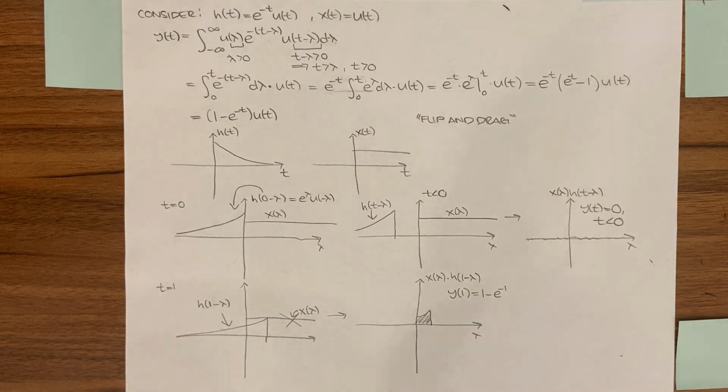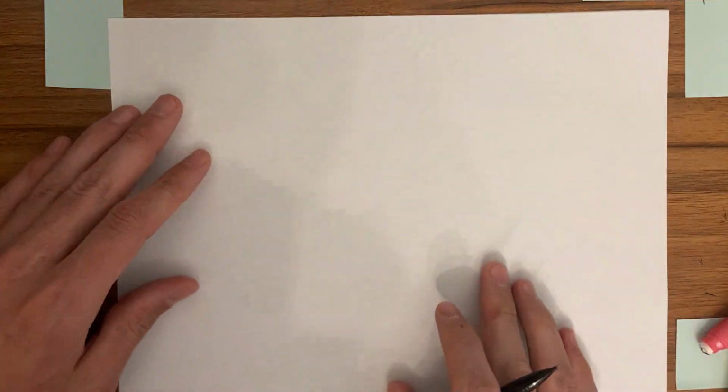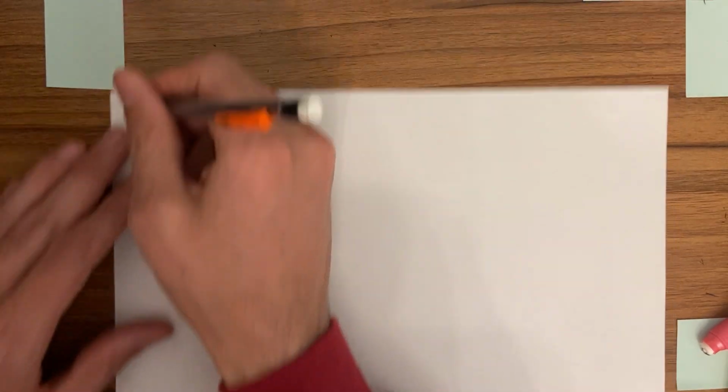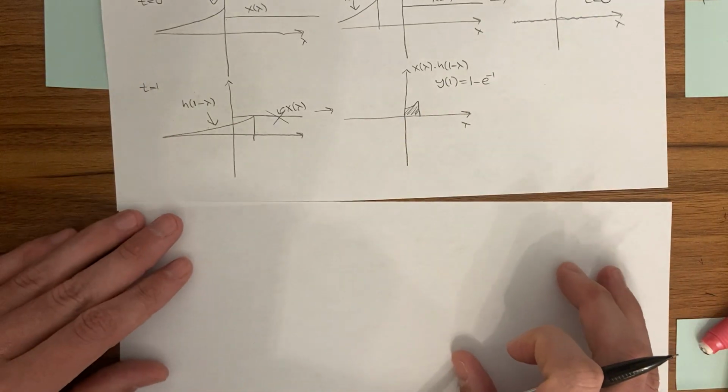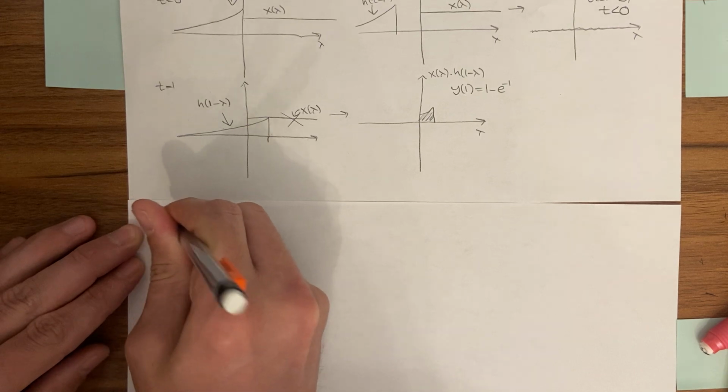Okay, cool. Let me grab some fresh paper real quick. Now let's do another case. Actually, I'm going to use this paper a little bit so you can see where we were, because that's one upside to this video stuff. Okay, now we're going to let t equal 2.